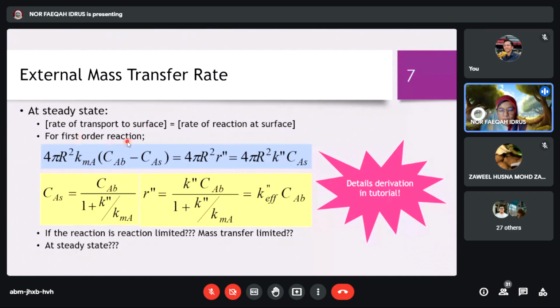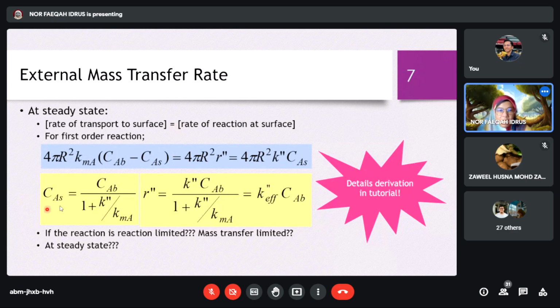Right, for a first order reaction, even though at steady state, at the plateau, we say the concentration is almost similar, we still need to include the concentration at the bulk fluid. This is the concentration before the mass transfer, before the transportation of reactant occurs. So the initial concentration of reactant at the bulk fluid. That's why we include it in the equation, so that we still consider the gradient.